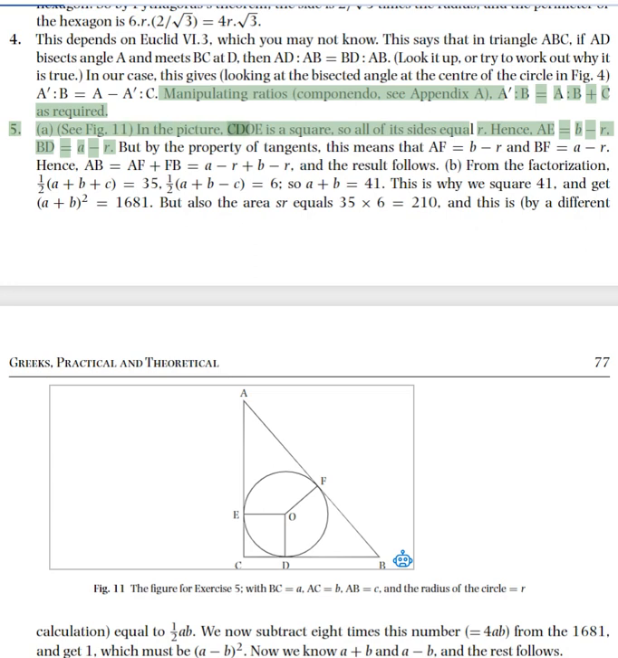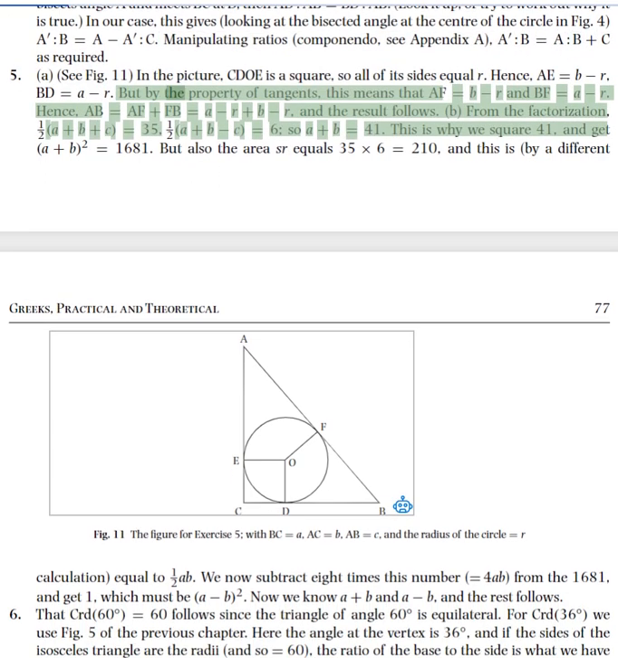5. In the picture, CDOE is a square, so all of its sides equal R. Hence, AE equals BR, BD equals AR. But by the property of tangents, this means that AF equals BR and BF equals AR. Hence, AB equals AF plus FB equals AR plus BR, and the result follows.